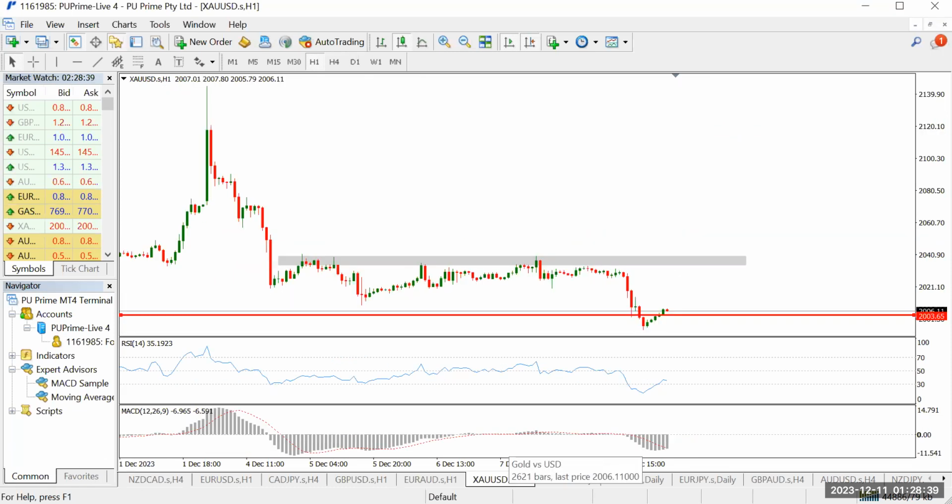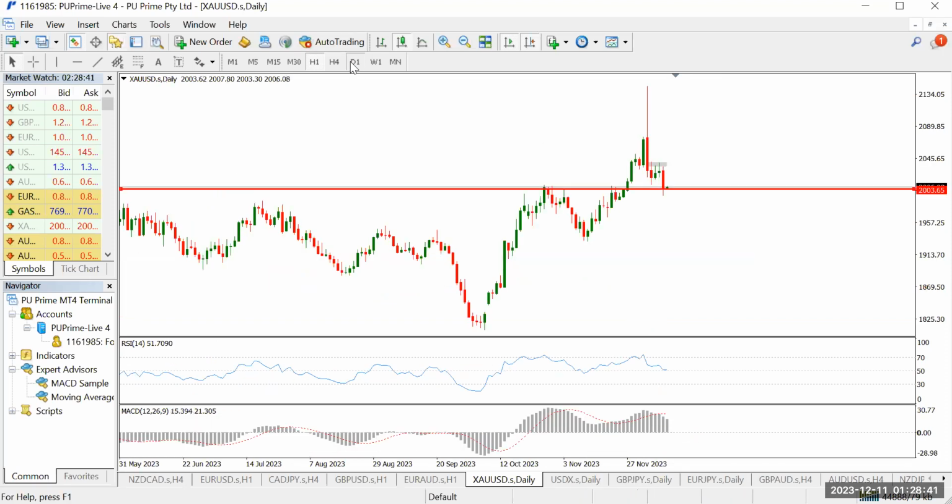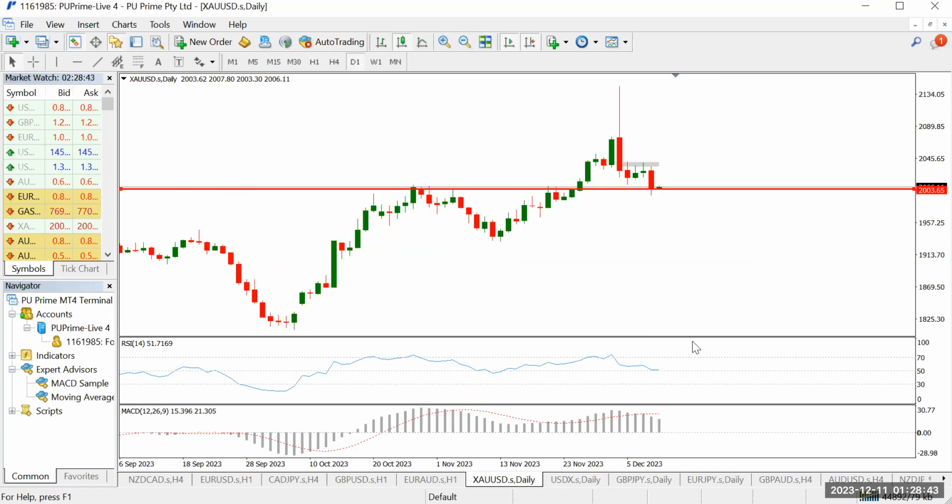Next, I look at gold. Gold on the daily time frame, we have a scenario of price hitting a resistance, breaking above the resistance, and the resistance turns support, which should lead to a bullish movement on gold.